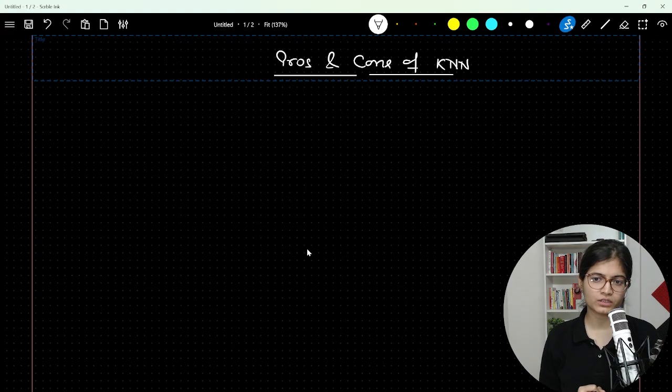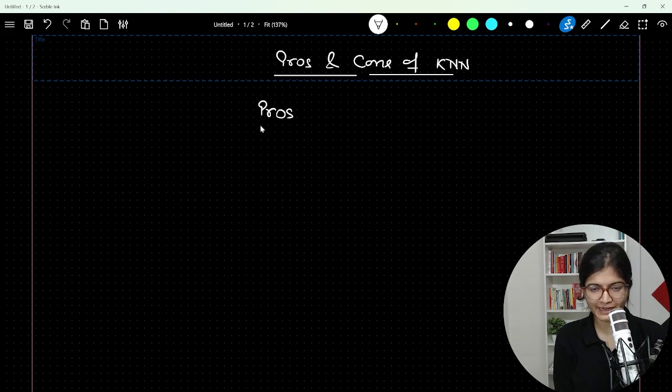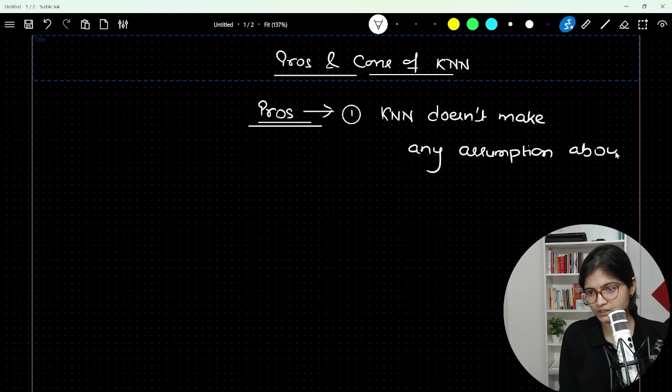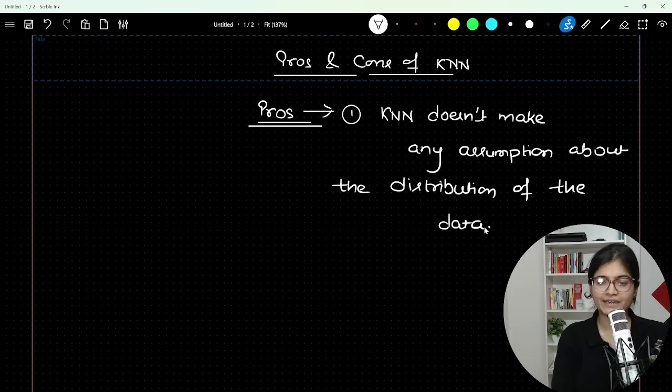Whenever we are talking about the pros and cons of this algorithm, let's first talk about the pros. The very first thing, which I believe you have also observed, is that KNN doesn't make any sort of assumptions about the distribution of data. Be it any distribution of data, we can apply this algorithm pretty well. That is important to understand.